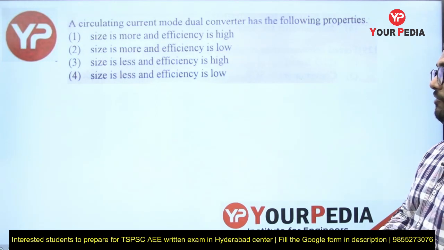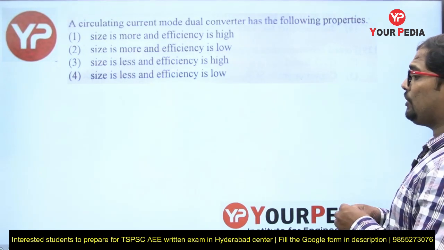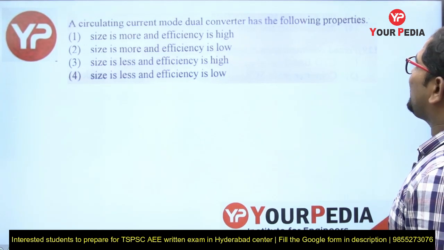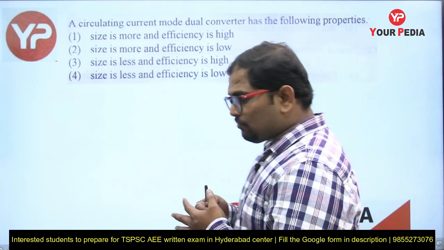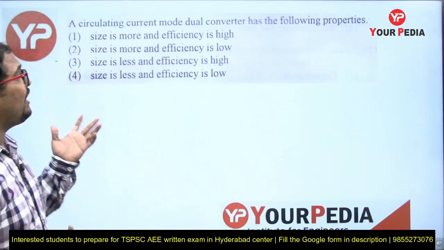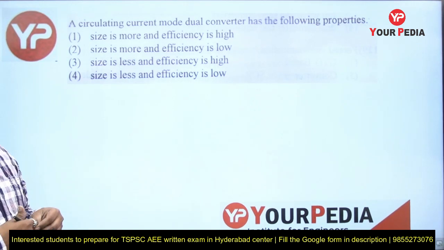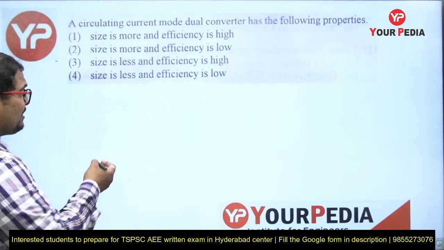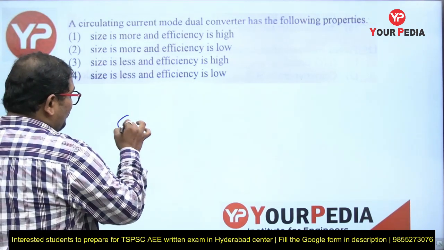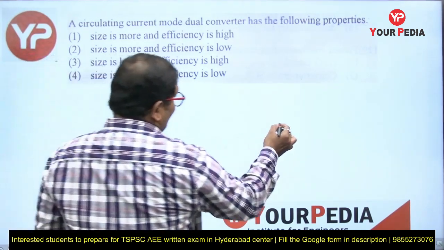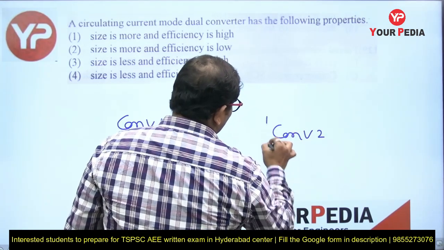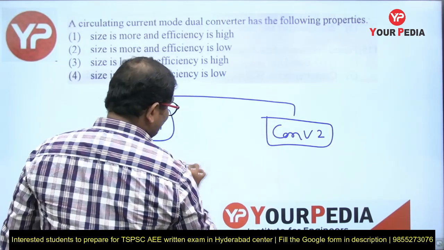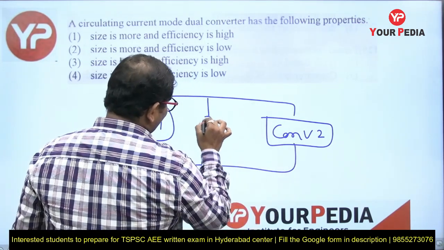What is the next question he has given? If you take the next question into consideration, a circulating current mode dual converter has the following properties. See, here the question itself, it is mentioned as circulating current mode dual converter. If you take the dual converter, what is the dual converter operation? How it will operate means, you will have two converters, one converter on left side, converter 1, another converter on right side, like this. So these two converters are connected in fashion like this across a load like this.